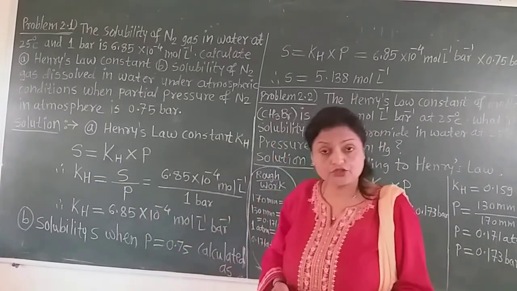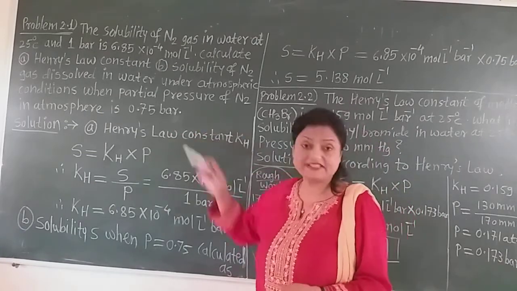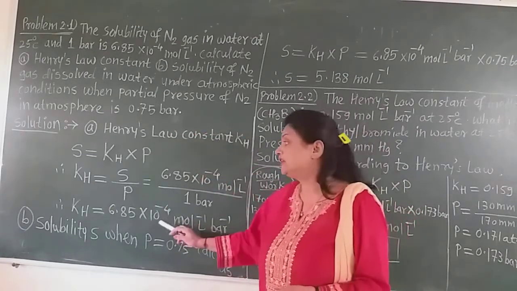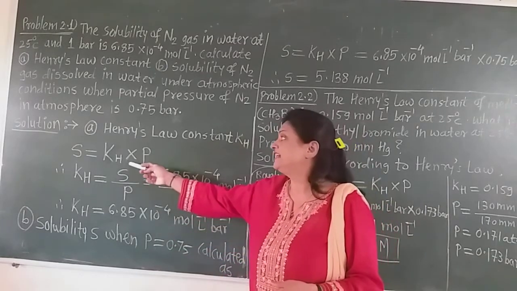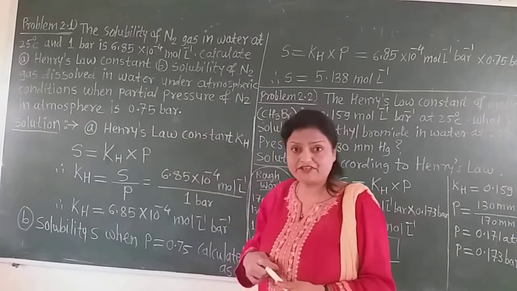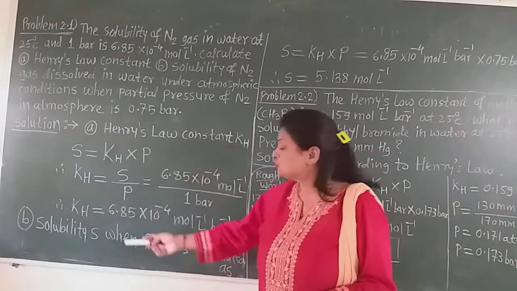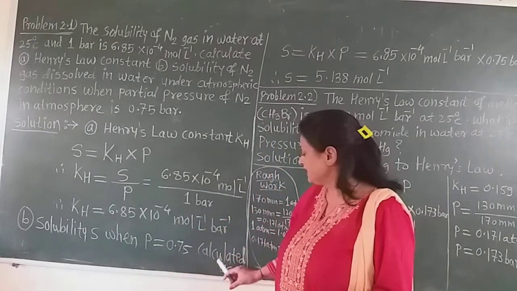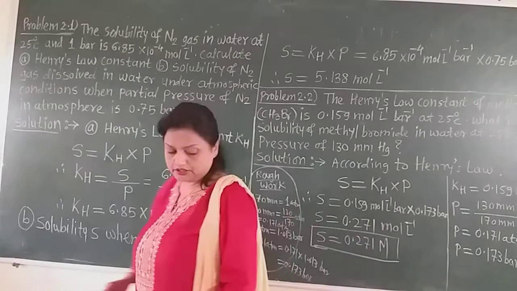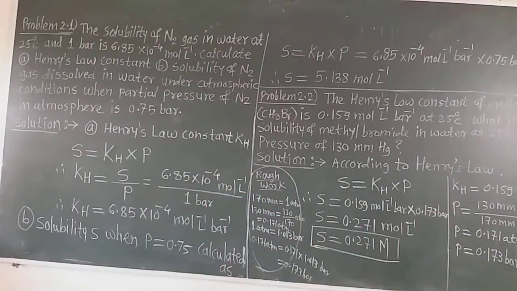Now they ask us to calculate the solubility when the pressure is 0.75 bar. We know the value of KH, so we substitute the value of KH and the pressure 0.75 in this equation, and we can calculate the solubility. Now see on the blackboard how the solubility is calculated here.